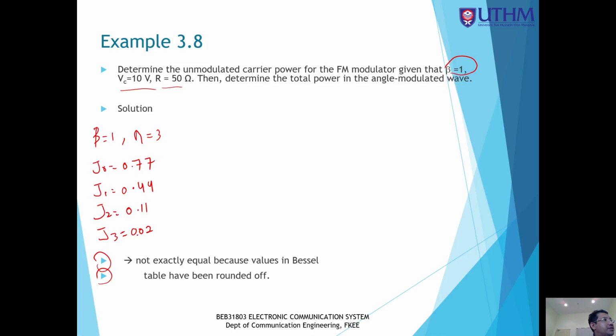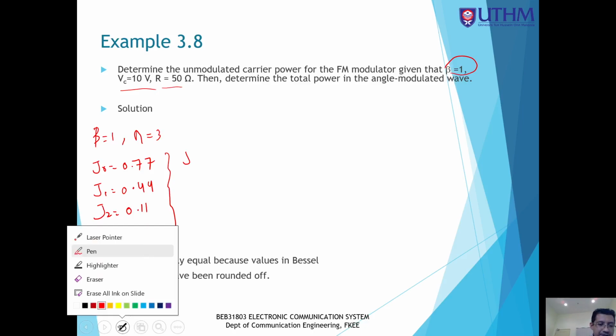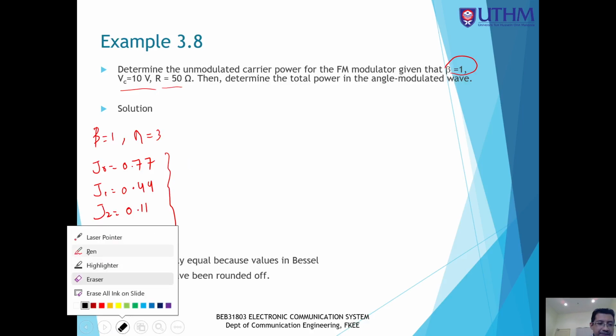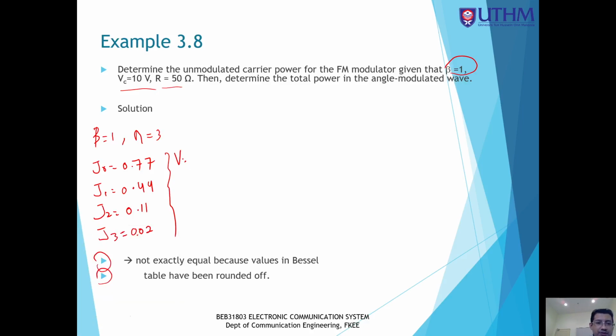So let me check the Bessel table. So 0.77, 0.44, 0.11, and 0.02. Okay, so this is correct from the Bessel table. So from here you can determine how much is V0 until V3. So V0 is equal to J0 multiplied with VC.